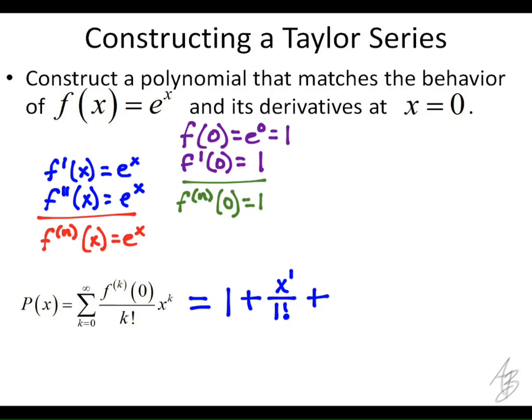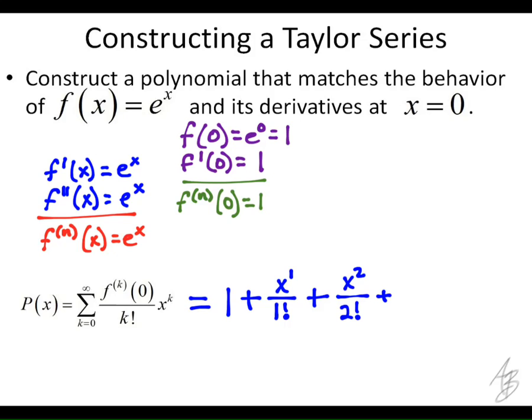put 2 in for k. What's the second derivative evaluated at 0? 1. That's getting kind of boring, right? How about on the bottom, what do we get? 2 factorial, and then times x to the second, or x squared.